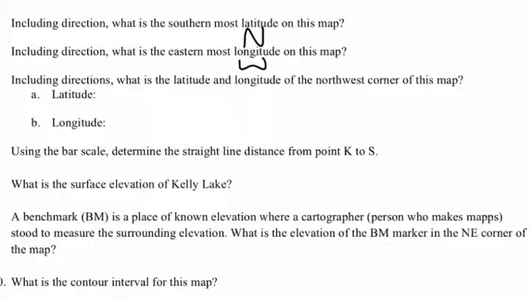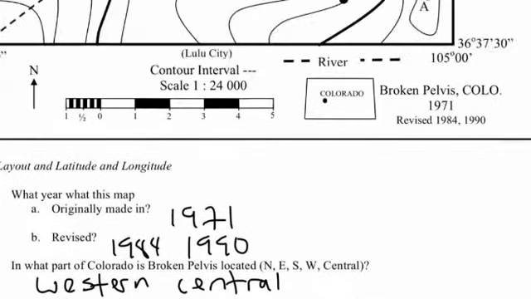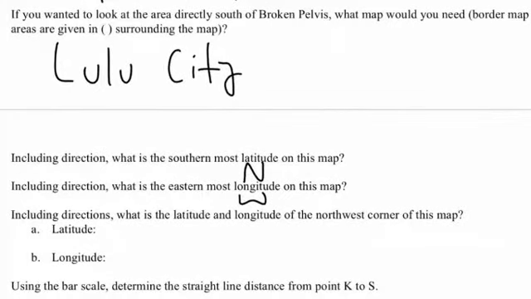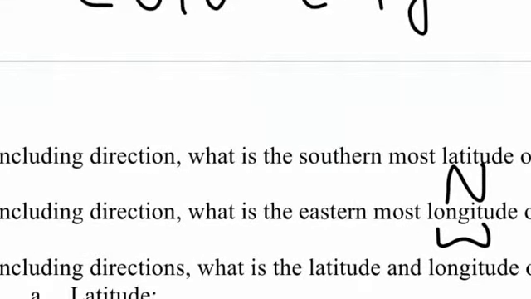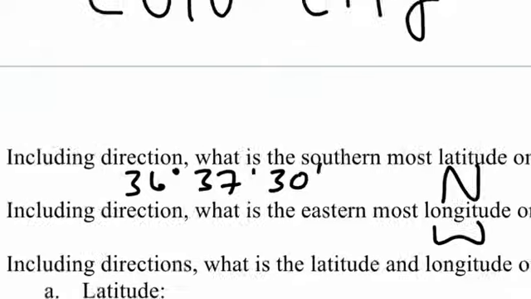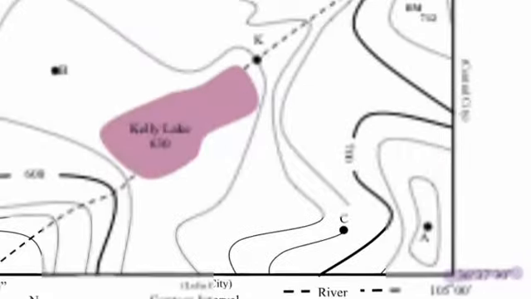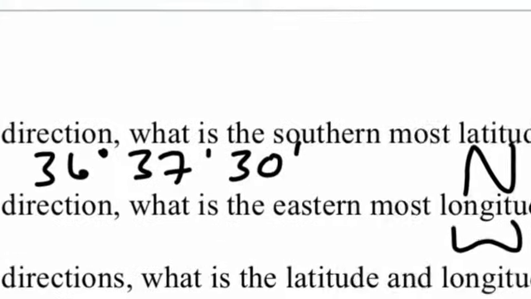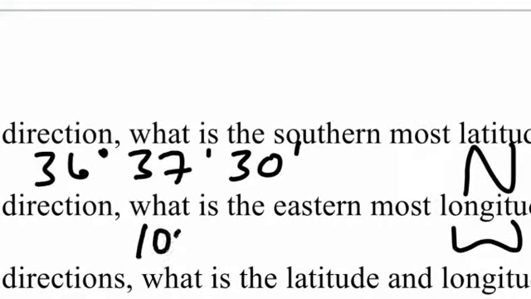So let's go ahead and take a look at the southernmost latitude. The southernmost latitude is given to us right here. So it's 36, 37, 30. So I'm going to go ahead and fill that in: 36 degrees, 37 minutes, 30 seconds. And I'm going to go ahead and look for the easternmost longitude on the map. The easternmost longitude on the map is given to us right here. It's the 105 even. I'm going to fill that in: 105 degrees, 0 minutes west.